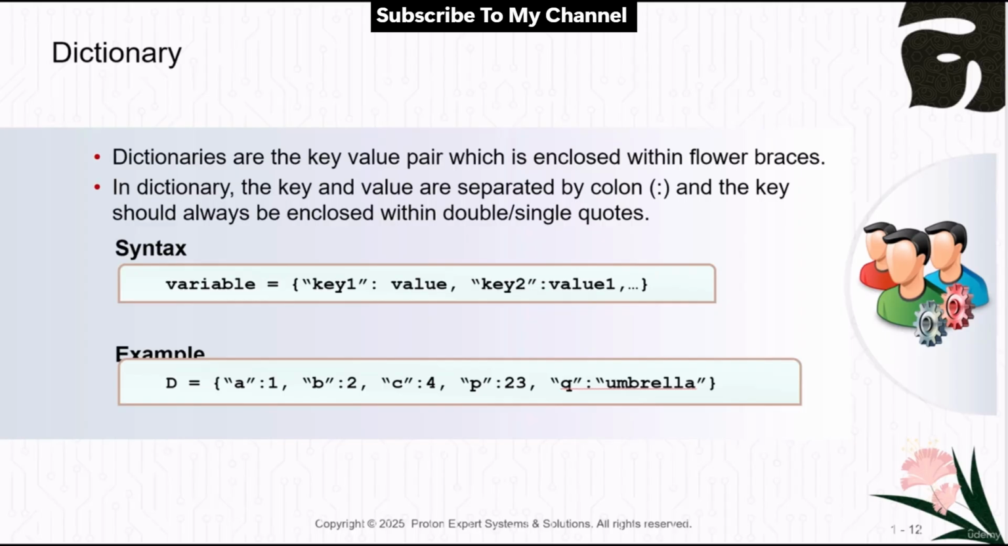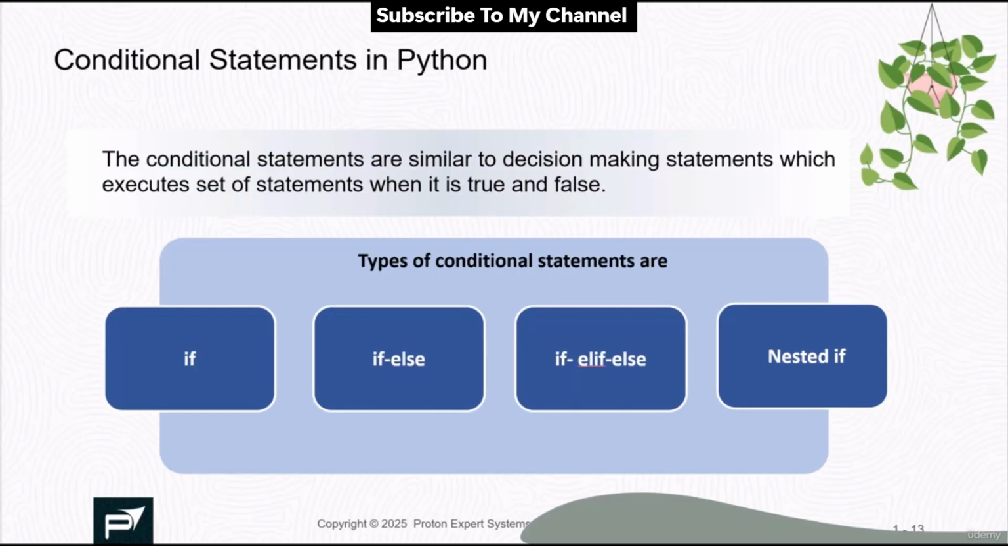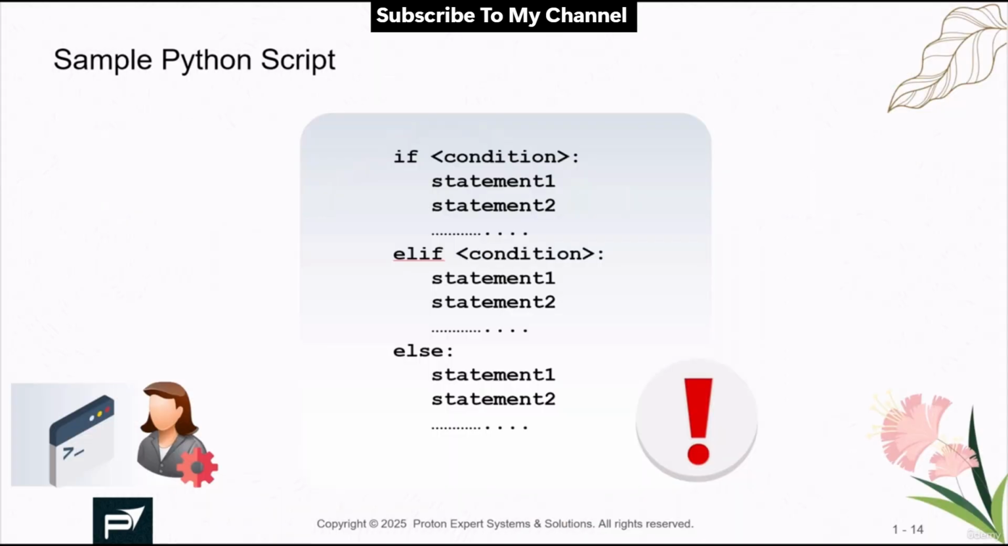What are conditional statements in Python? The conditional statements are similar to decision-making statements which execute a set of statements when the condition is true or false. The types of conditional statements are if, if else, and nested if. You can see the sample Python program which defines the conditional statements in Python.